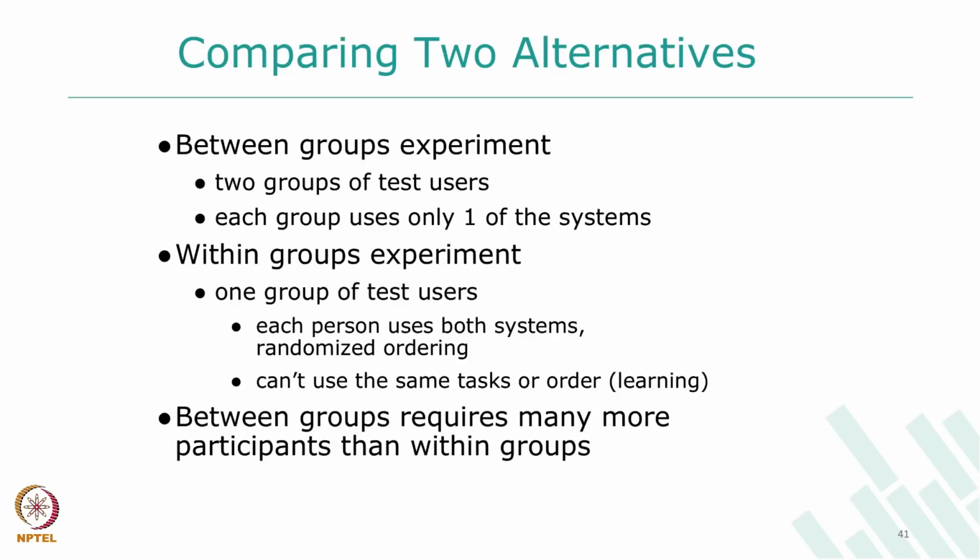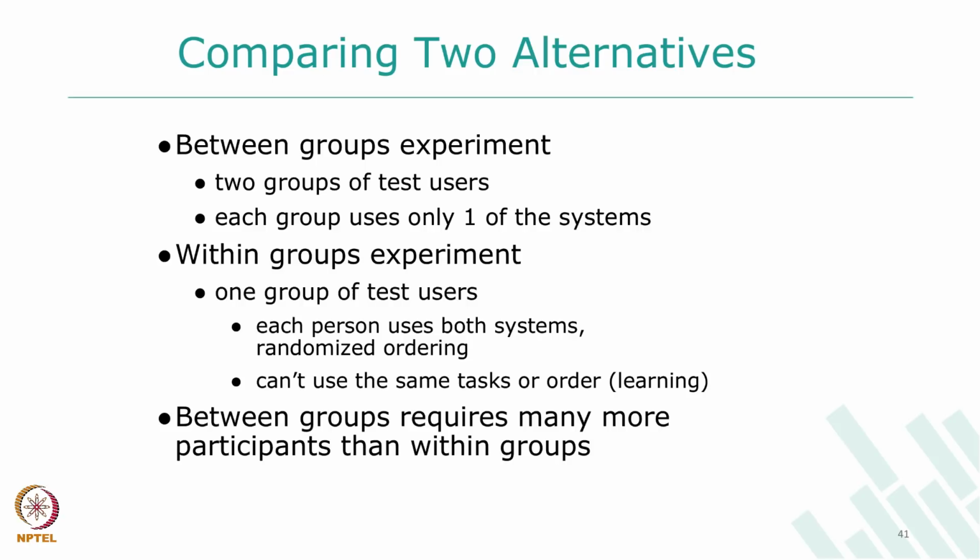Now, I'm assuming you would have thought about the different ways to evaluate these 2 systems. But let me give you the answer for how you can actually evaluate them. The 2 alternatives you can think of are between-group design and within-group design. Between-group design is the design where you have 2 groups of test users. Each group uses only one of the systems.